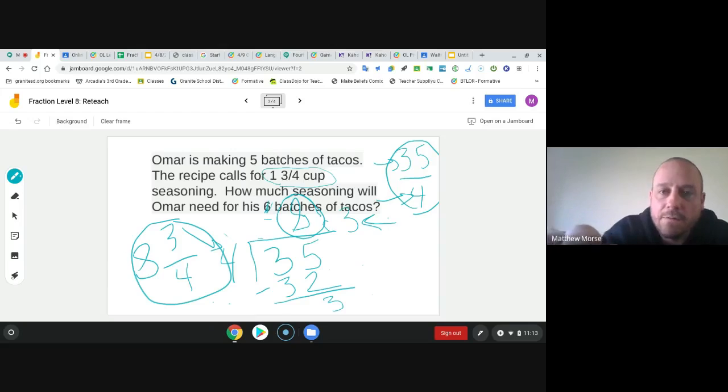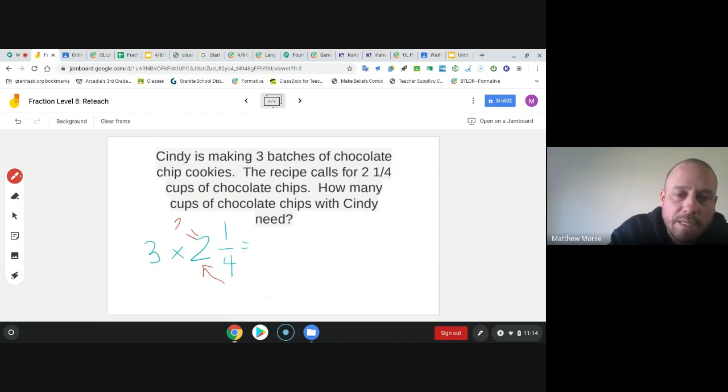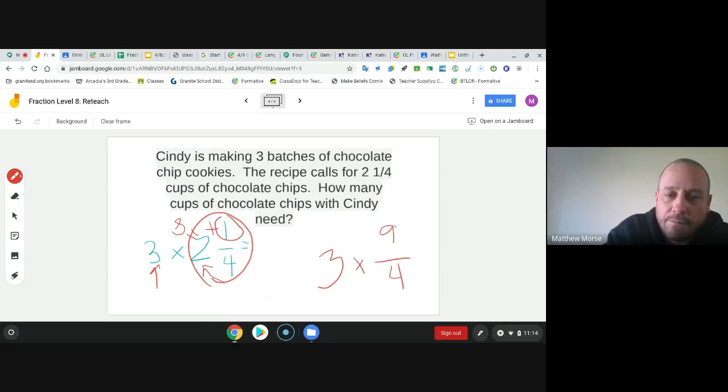Okay, so kind of tricky. There's a few steps. Let's do another one. Cindy's making 3 batches of chocolate chip cookies. The recipe calls for 2 1/4 cups chocolate chips. How many cups of chocolate chips will Cindy need? Okay, so you have 3 times 2 1/4. Okay, first step, you got to change this into an improper fraction. 4 times 2 equals 8. Then you add this numerator for 9. So now you have 9/4 times 3 instead of 2 1/4 times 3. So that's your first step.